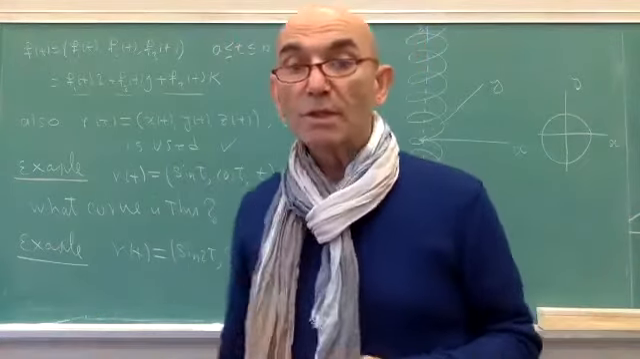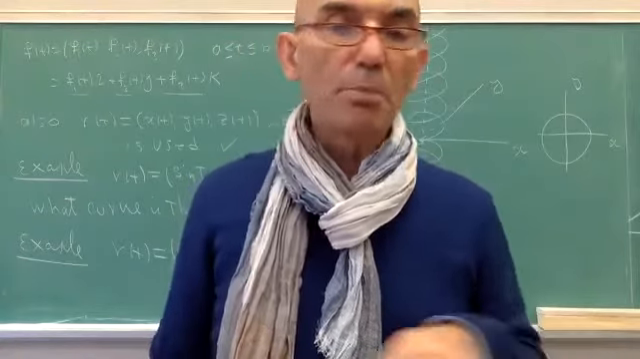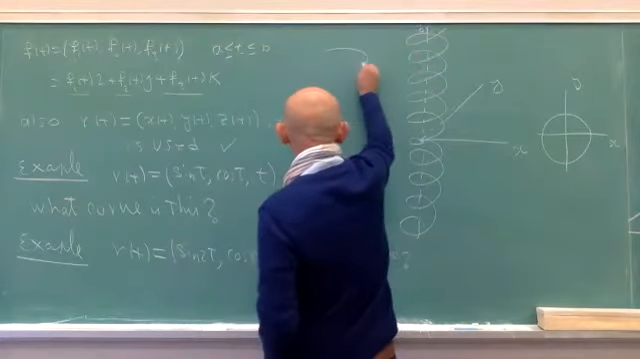Okay, there's a question: what's the difference between a cylinder and a spiral? Oh, it's a big difference. You see, a cylinder is a surface.